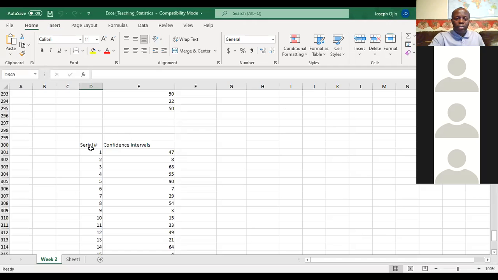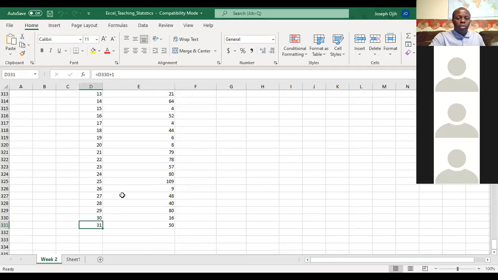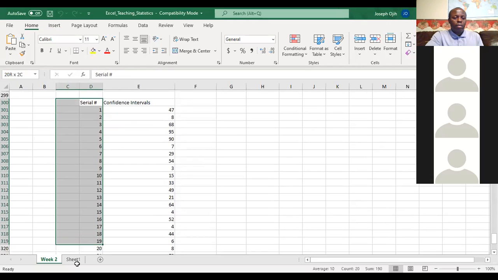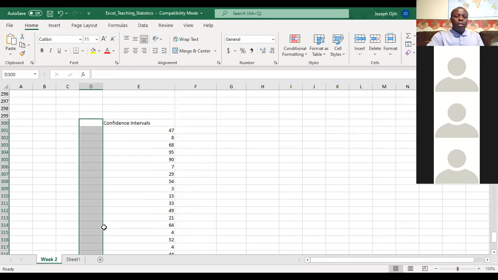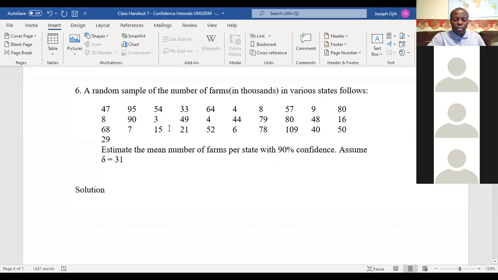See, it's in Excel. So I'm gonna remove this serial number. Well, it's good because they say that n, from here we can know that n is 31. Although I think Excel will give you that one too. So let me remove this. So you can see that this is 47. Let me make it a little bit bigger. And the one you have, you can see that the first number there is 47, and so on and so forth.